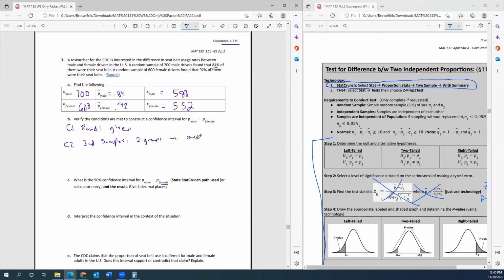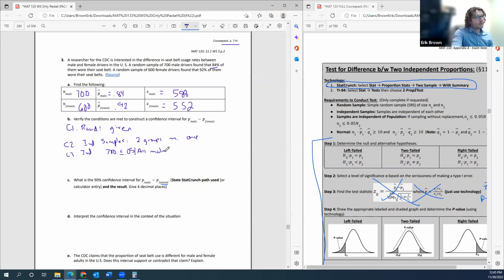And then independent, I did 700 is less than 0.05 times all male, and then 600 is less than 0.05 times all female drivers. Good. It has to say drivers. You're probably right. This is one of those times we didn't give you the population size.